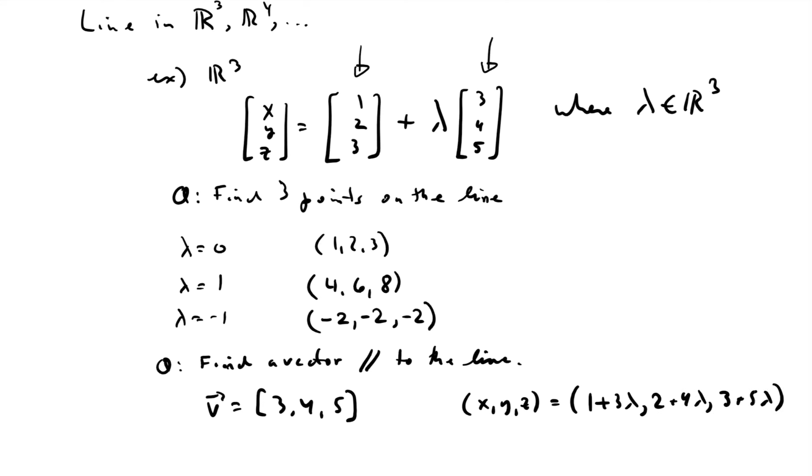So sometimes in the book it's given like that. They don't split it up into two parts. You can split it up into two parts, and you can see that the coefficients of lambda, which are 3, 4, 5, always give you a vector that's parallel to the line.